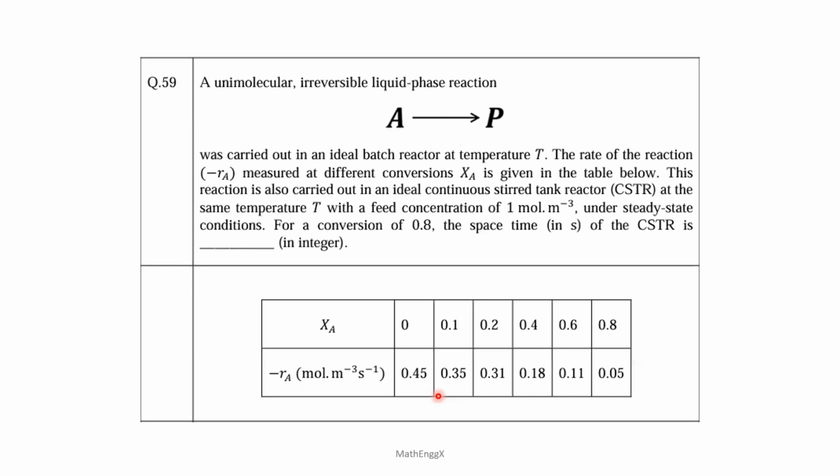So let's move on to the next question. A unimolecular irreversible liquid phase reaction A giving P was carried out in an ideal batch reactor at temperature capital T. The rate of the reaction minus RA measured at different conversions XA is given in the table below. This reaction is also carried out in an ideal CSTR at the same temperature with feed concentration of 1 mole per meter cube at steady state. So for a conversion of 0.8, the space time of the CSTR needs to be found.